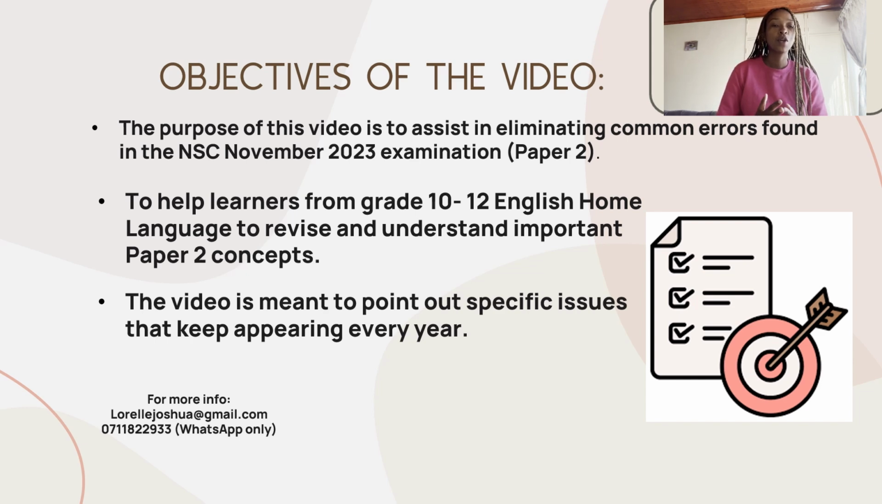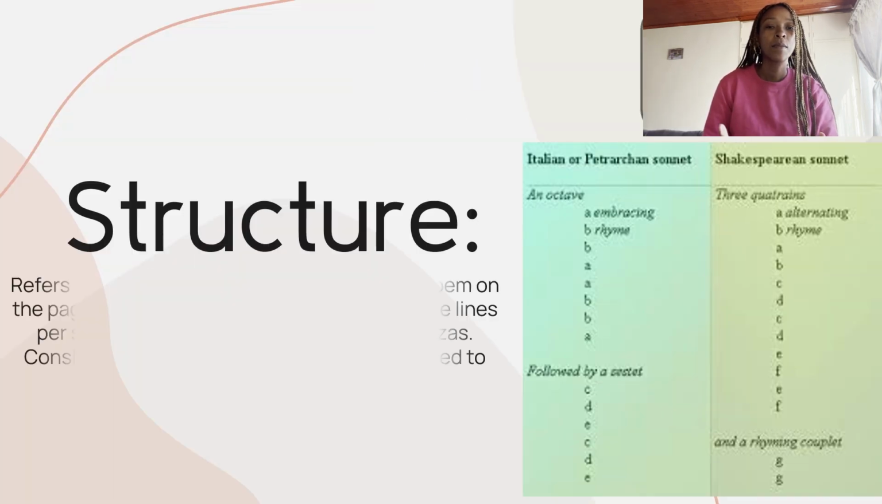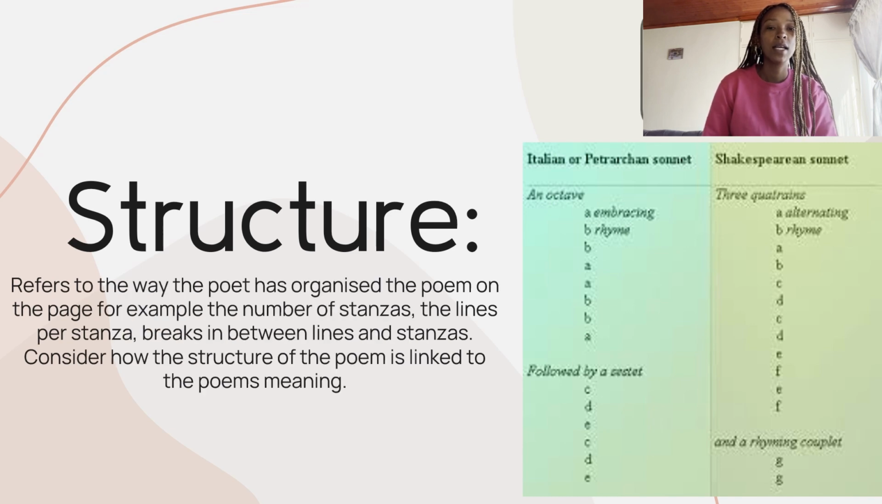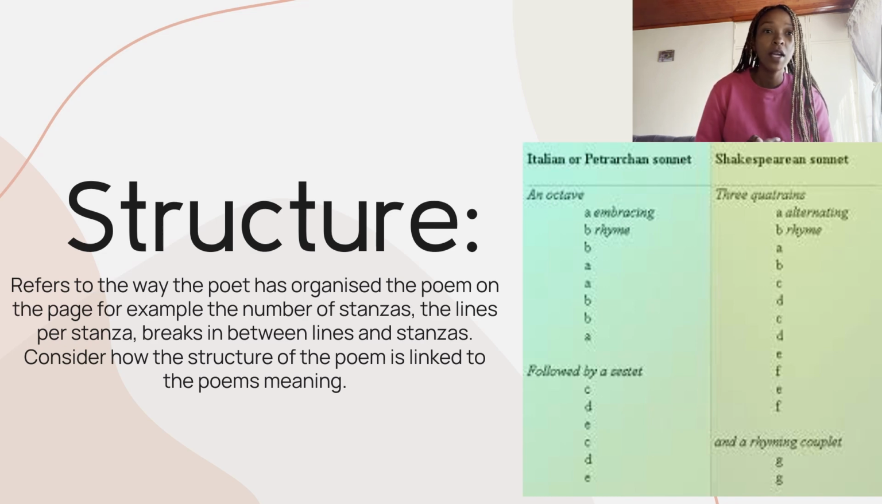Now, getting into the first aspect that I'd like to focus on today. When reading a poem, the first thing you need to be looking out for is the structure of the poem. This is basically the way that the poet has organized the poem on the page. For example, how many stanzas have they used? The lines that you would find in the stanza, how many are there? You need to check for the breaks in between that indicate the break between each stanza, or the break between lines. Then you need to consider how the structure of the poem is linked to the poem's meaning.